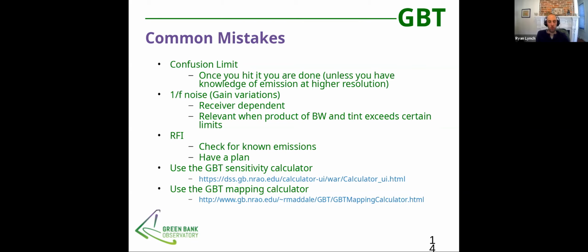It's really most relevant for continuum projects, broadband projects, when the product of bandwidth and the integration time exceeds certain limits. Radio frequency interference, something you've heard us talk about a lot. Some frequency ranges are pretty clean. Others have a lot of known transmission. We saw last night in my group a lot of L-band RFI. That's satellite transmissions that we can't generally do much about. Be aware of it and have a plan for dealing with it. And then use the sensitivity calculator and the mapping calculator as appropriate to figure out your time requests and mapping strategies. There are links there.